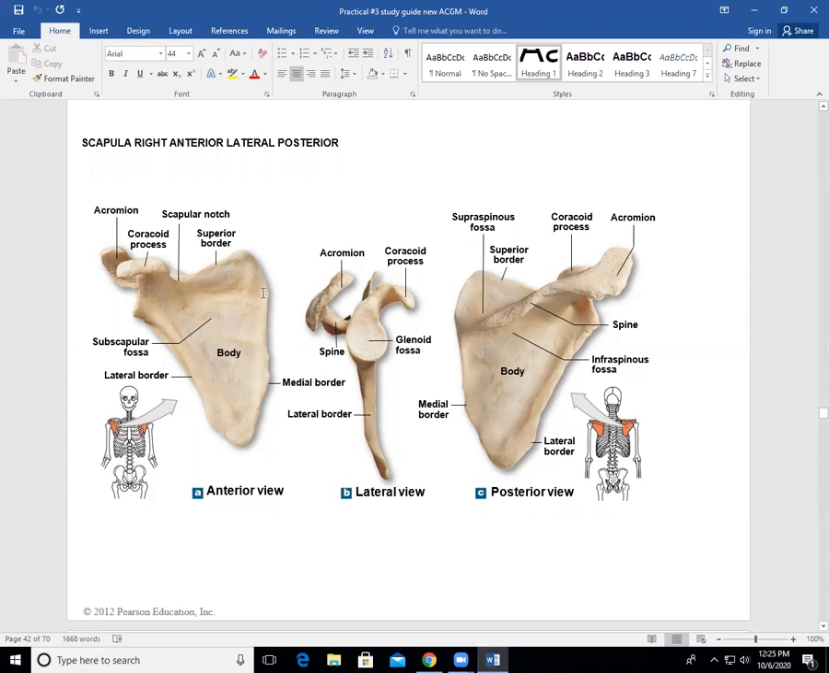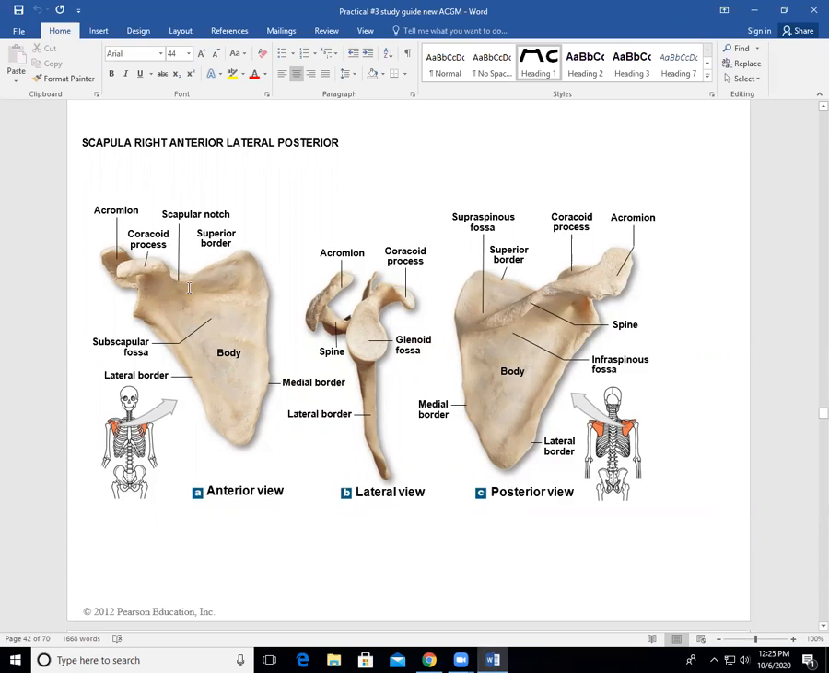So looking at the anterior view, this is the medial border, and this is the lateral border. This is the scapular notch, this little ridge. The big point here is the coracoid process, and you can see the acromion back here. This space here is the subscapular fossa.